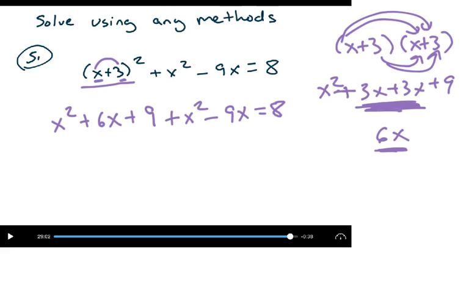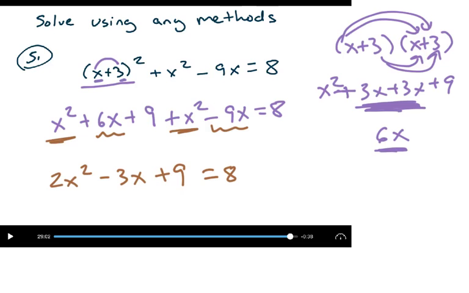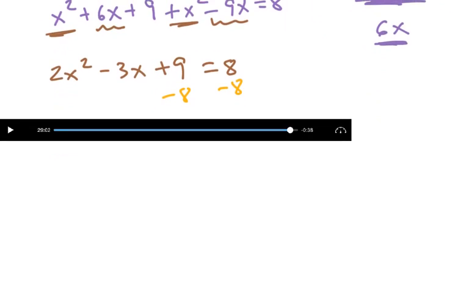All right, so now I'm going to go ahead and put together like terms. So I have x squared and x squared. That's going to give me 2x squared. I have 6x minus 9x, which is negative 3x, plus 9 equals 8. I'm going to subtract 8 and this gives me 2x squared minus 3x plus 1 equals 0.